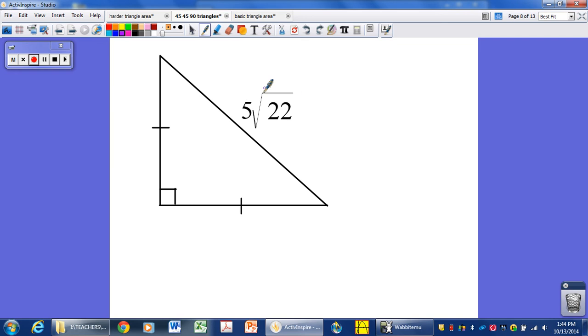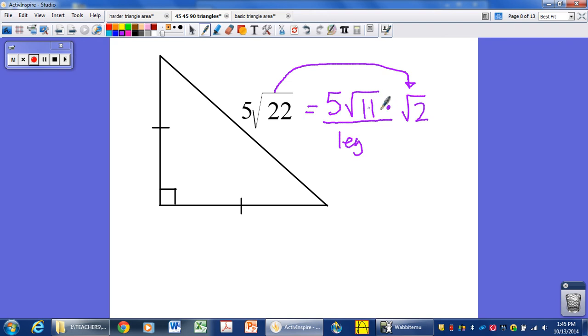Now we know our hypotenuse is 5 times the square root of 22. Pause the video and see if you can figure out what the lengths of the legs are of this 45, 45, 90 triangle. Well, we know that the hypotenuse is whatever the leg happens to be times the square root of 2. So the question is, root 22 is what times the square root of 2. Since radicals multiply to other radicals, you have to figure out a radical times what is root 22. I think we need to have an 11, because 11 times 2 is 22. So I'm going to break this into root 2 and something.